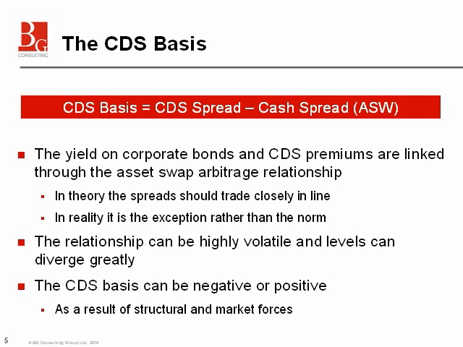If the CDS premium is higher than the asset swap spread, the basis is said to be positive. In this instance, bonds are trading rich to the CDS. If the CDS is tighter, the basis is negative. What are the influencing factors that drive the basis? What drives the basis positive?